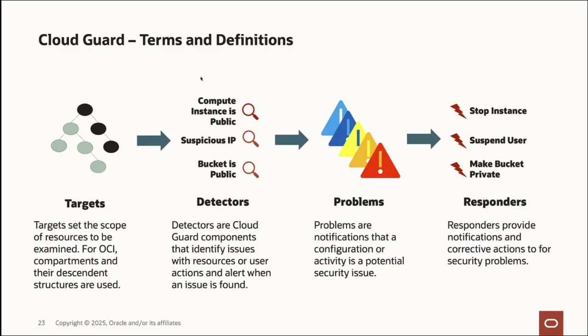These are some examples here. So a compute instance has a public IP, right? That can easily be scanned and detected. Suspicious IP, bucket is public. These are some good examples.